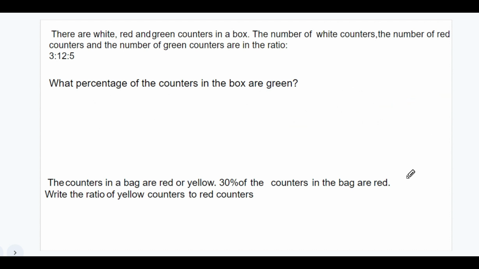Okay, now look at this question. The counters in a bag are red and yellow. 30% of the counters in the bag are red. Now what we need to find: write the ratio of yellow counters to red counters. Yellow to red we need to find, but for that we need to find the percentage of yellow counters as well. So can you tell me, if 30% are red, what will be the percentage of yellow?